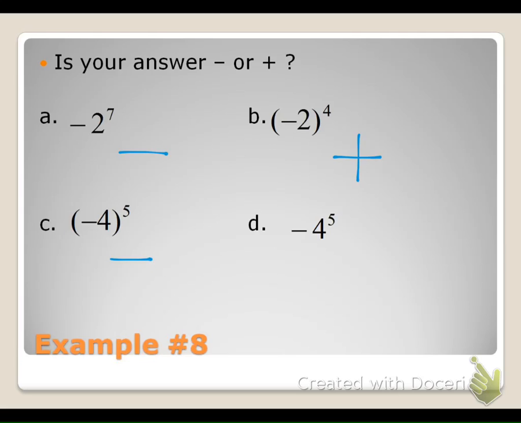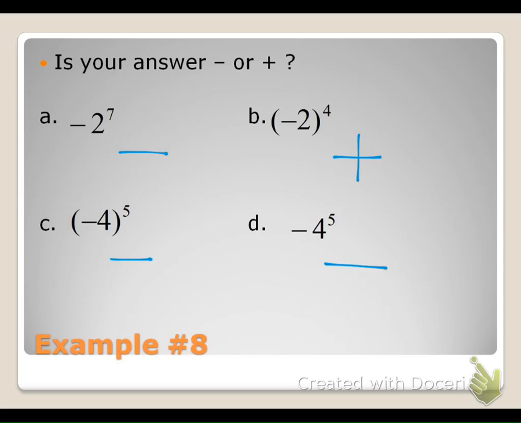Last one, D. Is that negative to the 5th power? No. If it was in parentheses, it'd be -4 times -4 times -4 times -4 times -4. But in this case, it's just 4 times 4 times 4 times 4 times 4. Then we want to make it negative. So what's my answer? It's going to be a negative. Good. Actually, on that one, either way, it would have been negative. But it's still nice to look at.